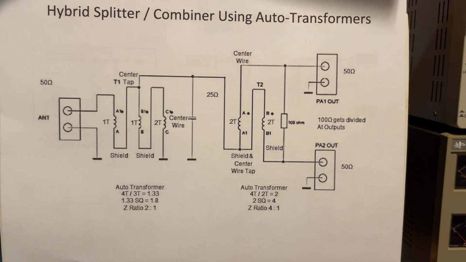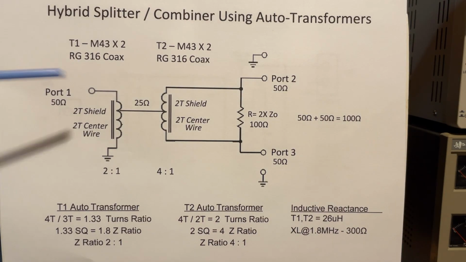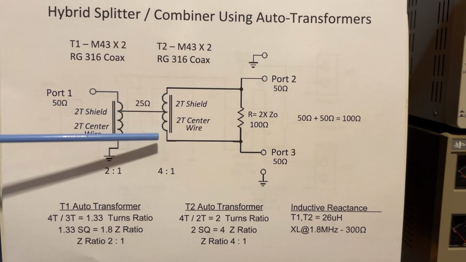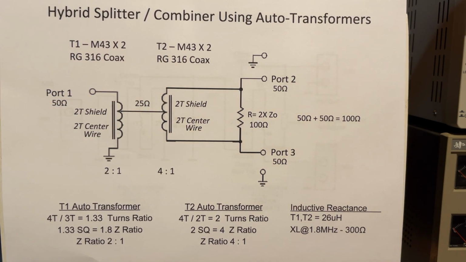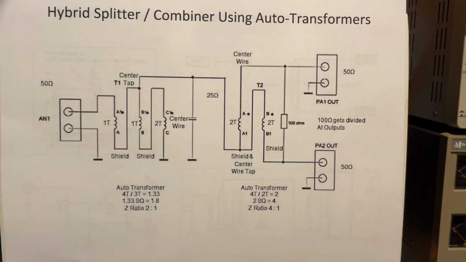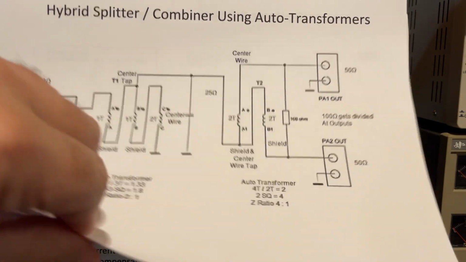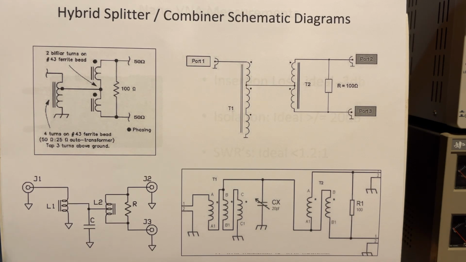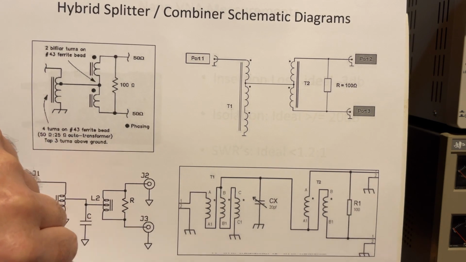But in my example, I wanted to show 1 turn and 3 turns, and I wanted to show 2 turns and 2 turns and center tapped. So it's very clear, but that's not always the case with some of these diagrams. So just keep that in mind. But the approach is the same. You've got the windings in series to provide the 4-to-1 and 2-to-1 impedance transformation ratios.